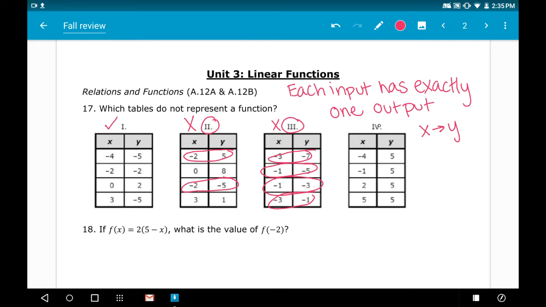On the last one, we have -4, -1, 2, and 5. And notice all of our y values are the same. So your y values can repeat themselves. That's okay. All your x's have to be different here. So since all of these are different, that is a function. So our answer here, it said which do not represent a function. The answer would be 2 and 3.